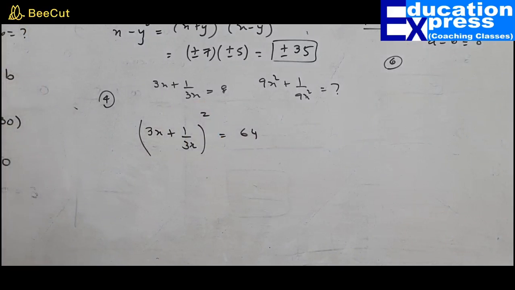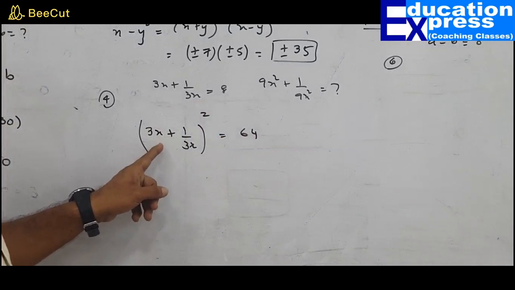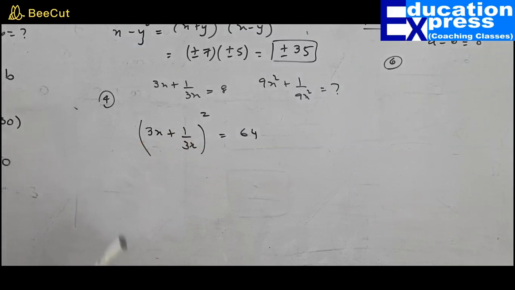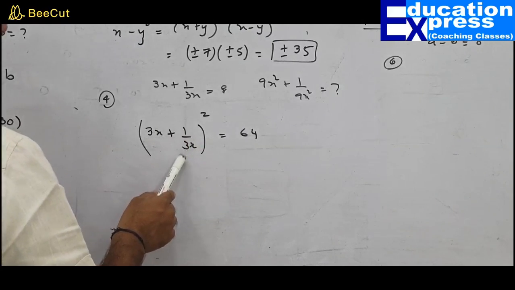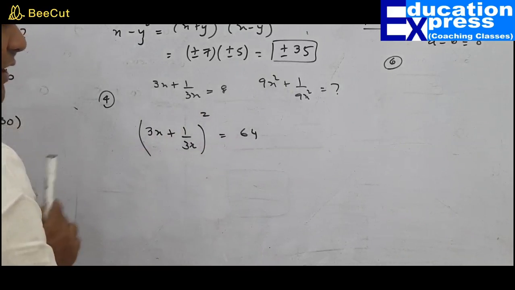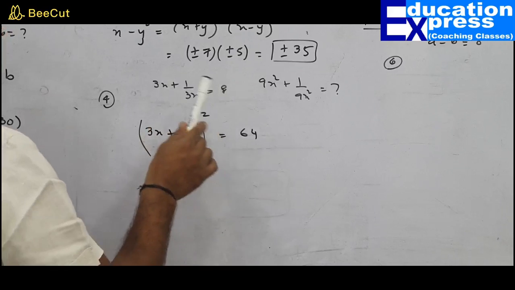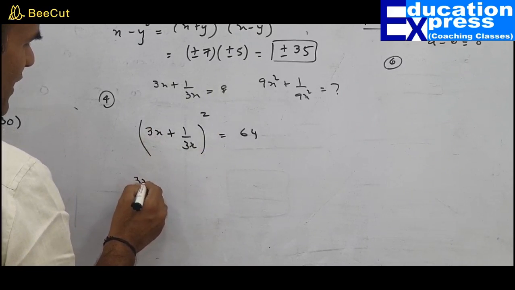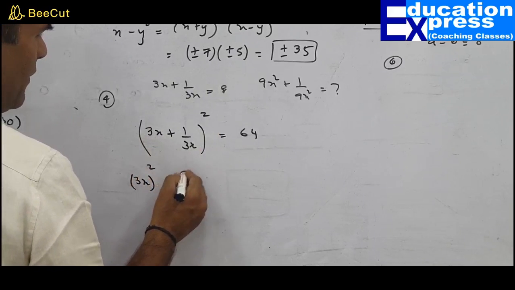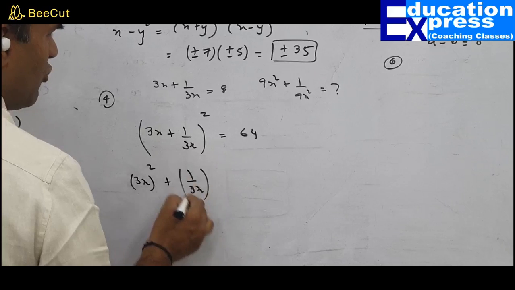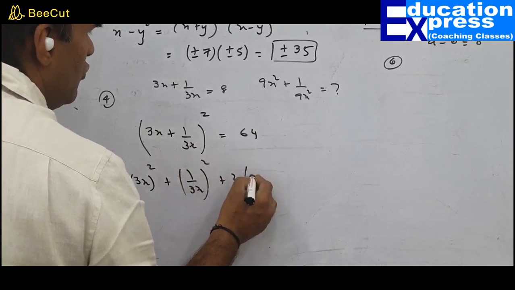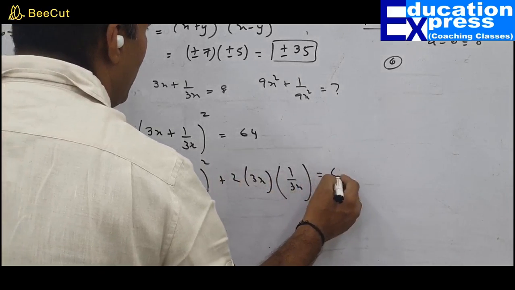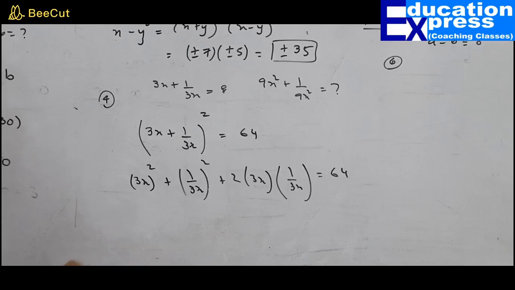You shouldn't be in haste just to write the square of 3x plus 1 upon 3x as 9x square plus 1 upon 9x square. Many people do that, sir: 3x plus 1 upon 3x, the whole square, will result in this only. That will be incorrect because this is (a plus b) the whole square, which would be a square plus b square plus 2 into a into b. We have already discussed this in our first class. Many a time we have done this.